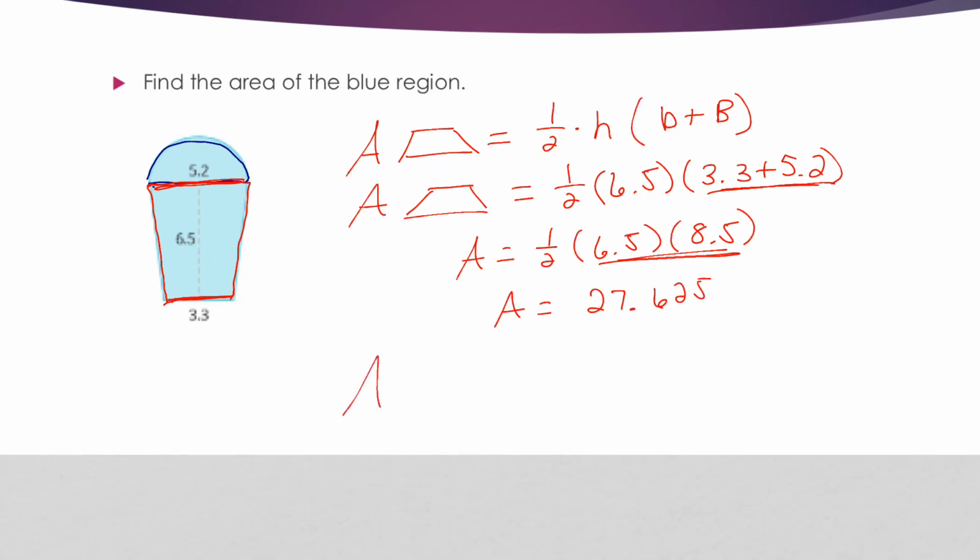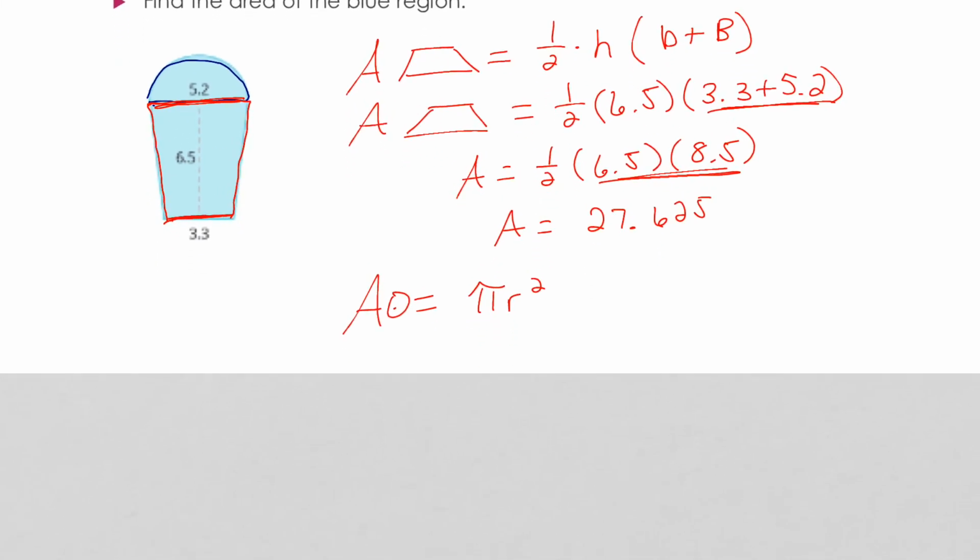Now I want to find the area of the semicircle. So I want to do pi r squared. Notice I'm not given the radius, I'm given the diameter. So I'm going to do 5.2 divided by 2 to get my radius. So I'm going to do 2.6 squared. But don't forget, it's only a semicircle, so don't forget I want to divide everything by 2 at the very end. Okay, so 2.6 times 2.6, which is 2.6 squared, times 3.14. I'm going to get that answer, which is 21.2264, and I'm going to divide by 2.